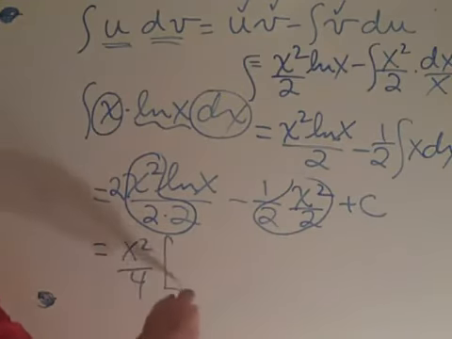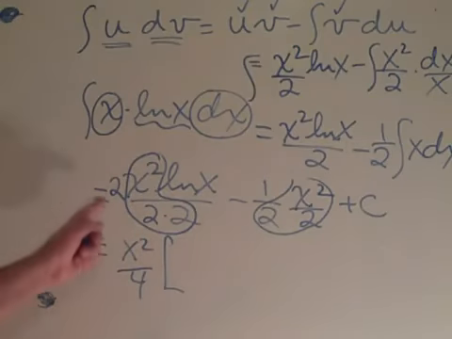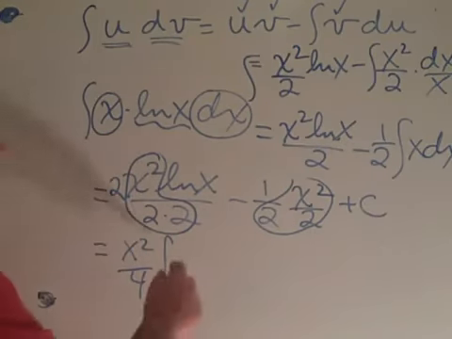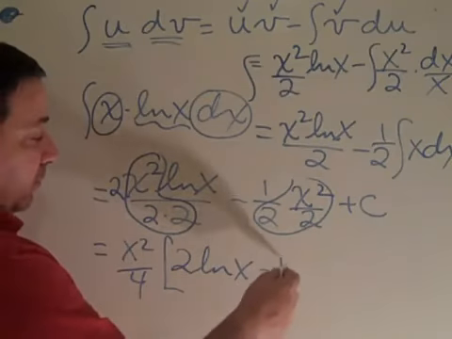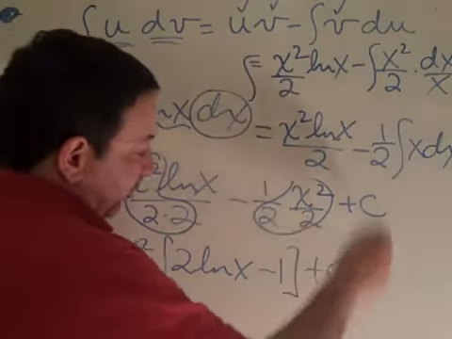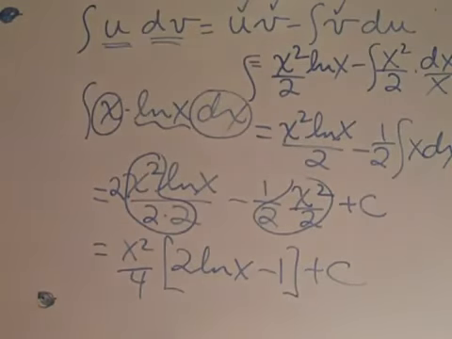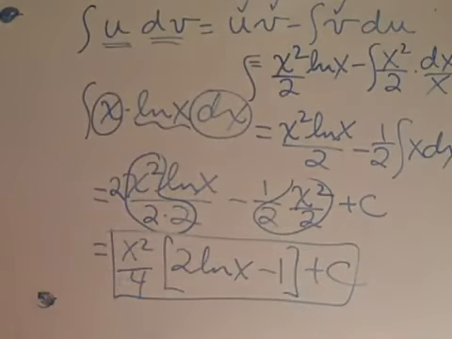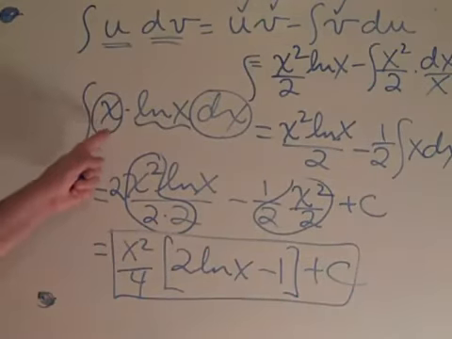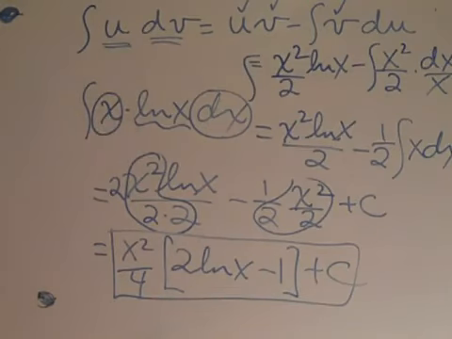There it is. And what's left over is what I didn't circle. 2 ln of x minus 1 plus some constant. If you actually wanted to check this, you can take the derivative of the answer and you should get back x ln of x. If you don't, I made a mistake somewhere, but I'm sure this is right.